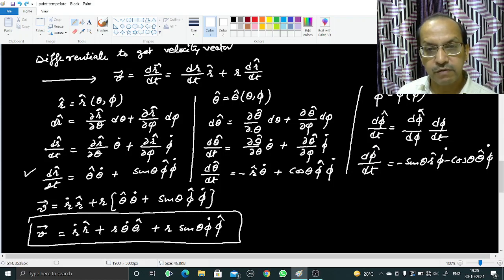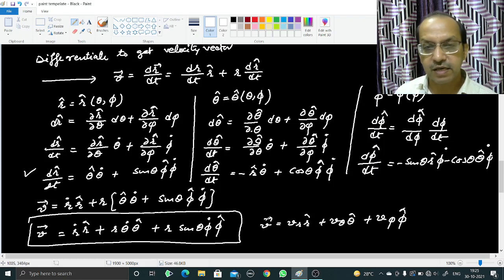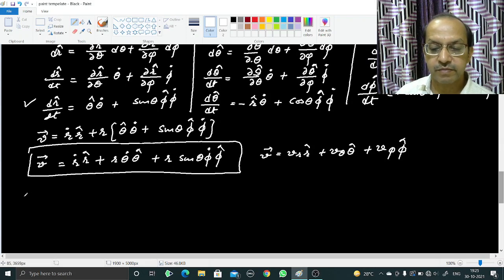Now this v vector can be written in terms of three components: v vector equal to vr r cap plus v theta theta cap plus v phi phi cap. That means it has three components: r component, theta component, phi component. Vr is actually r dot, v theta is r theta dot, and v phi is r sin theta phi dot. Now we will calculate acceleration.